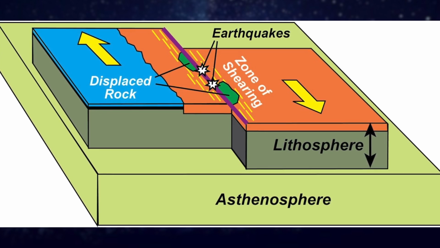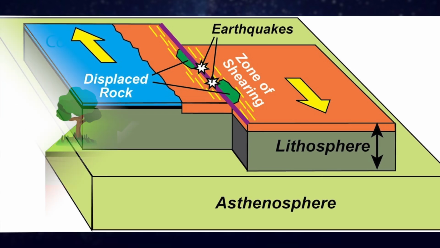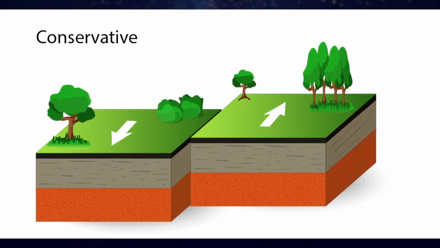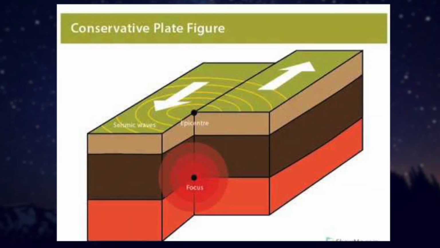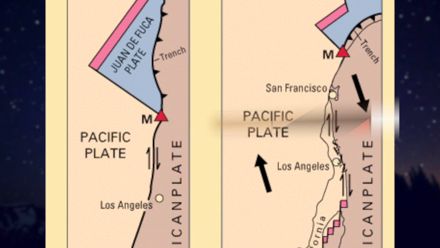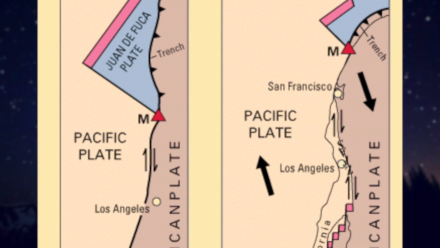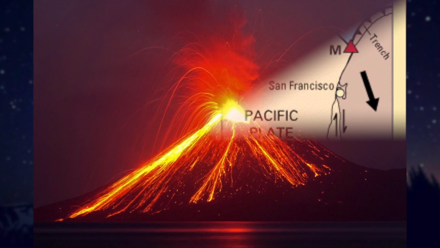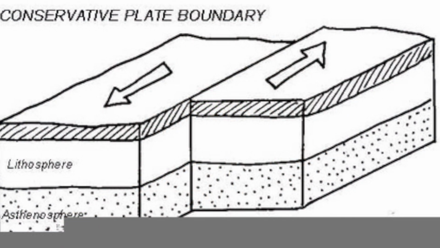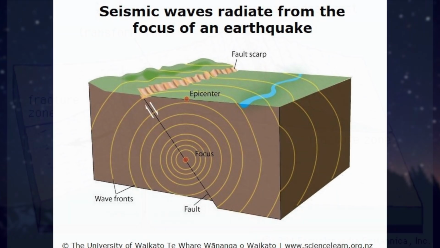Conservative plate boundaries are also called neutral or shear plate margins. Conservative plate boundaries are characterized by transform faults. Along the conservative plate margins, the movement of the plates is parallel. The San Andreas fault formed due to the parallel movement of the Pacific and the North American plates. Usually, there is no volcanic eruption along the conservative plate boundaries, but seismicity or earthquakes are common.